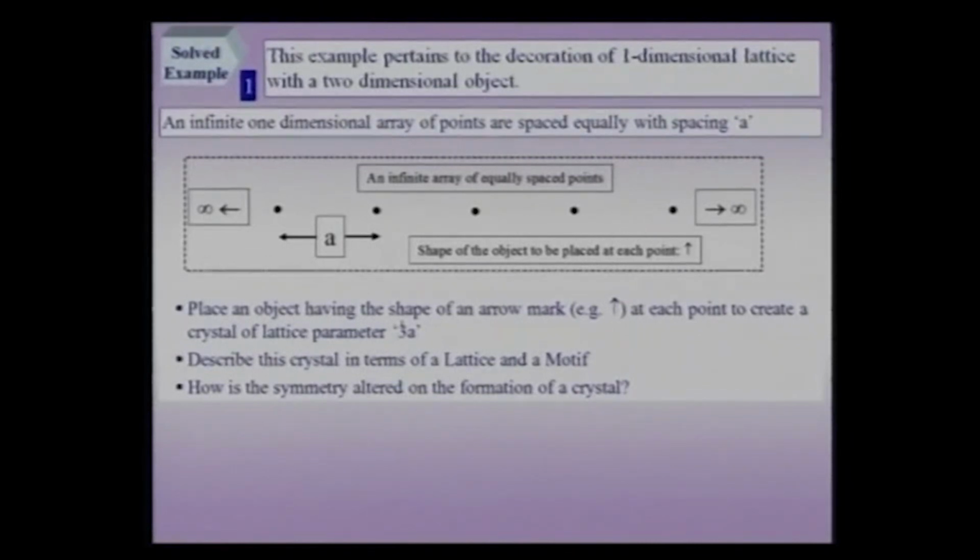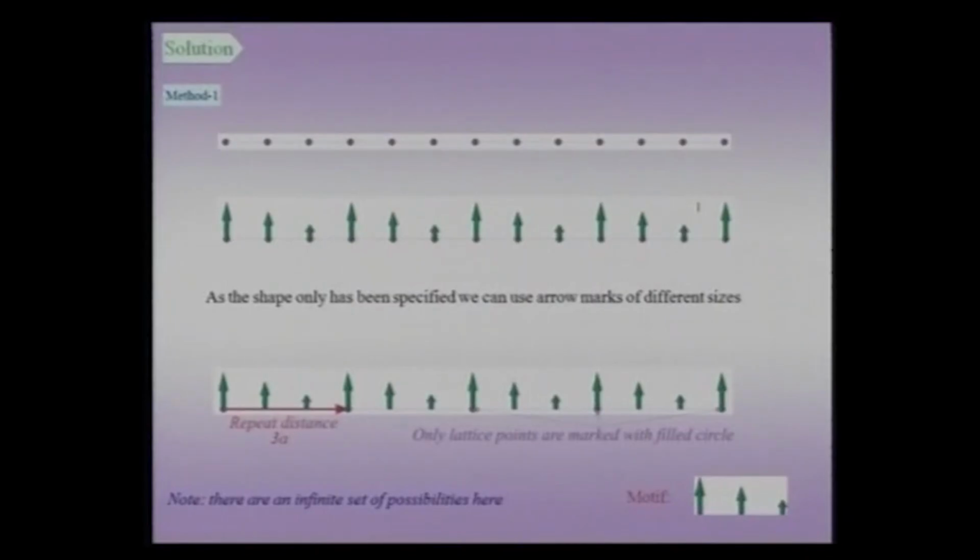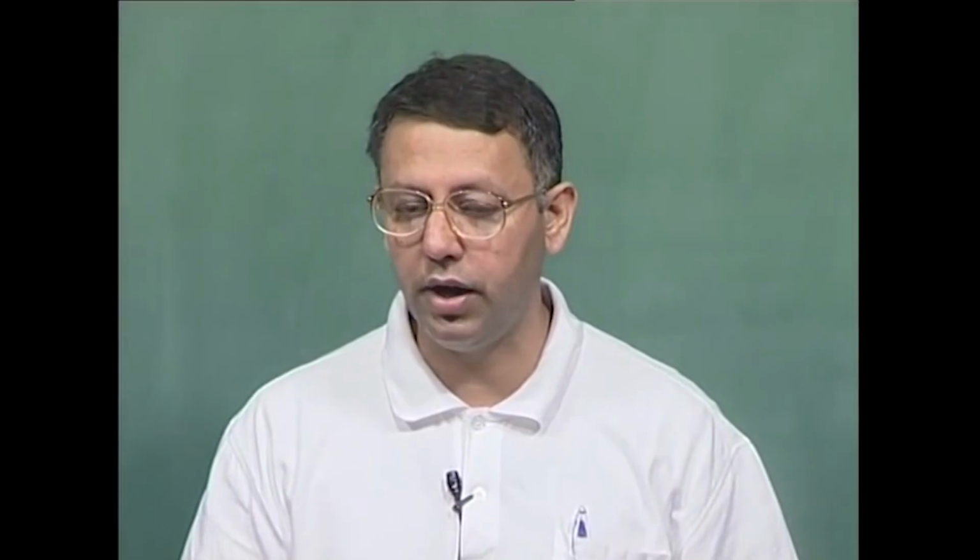I would like to describe this crystal in terms of our familiar language of the lattice and the motif, and I would like to address the question of how the symmetry of this original one-dimensional array is altered when I make this crystal. So it's a very simple kind of one-dimensional example. There are three methods by which I can do the solution, and method number 1 is, as I pointed out very cleverly in the question, I only have a shape which has been prescribed to me. I have not prescribed a color, a size, or an orientation for that kind of object.